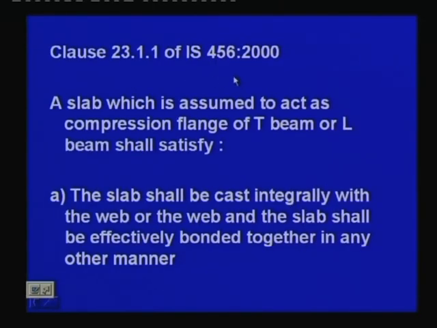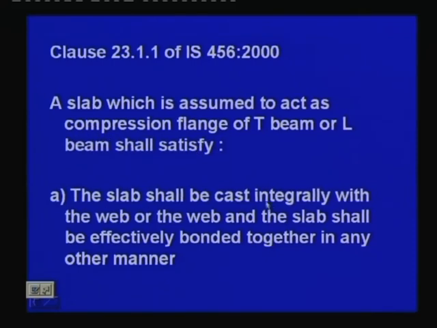Let us see what our code, IS 456:2000, says, in clause 23.1.1. A slab which is assumed to act as the compression flange of a T-beam or L-beam shall satisfy the following. Please note that I have said compression flange, because the flange will not be in tension, as concrete will not take the tension. So, always it will be a compression flange.